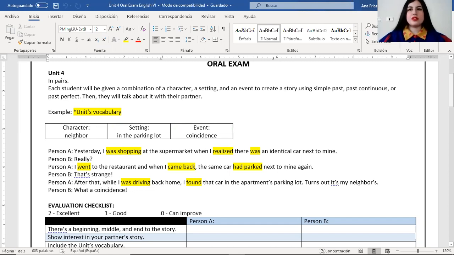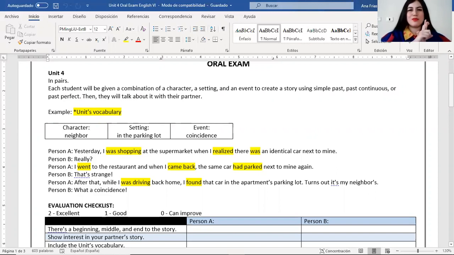Remember, the oral exam is going to be graded individually, so it doesn't really matter if you do it by yourself or with someone else. So each person, each student is going to have a character, setting, and event, and type of event. I already gave them to you. It's in Schoology already. So you have to use the unit's vocabulary. What do I mean with the unit's vocabulary? The tenses. So you have to use simple past, past progressive or past continuous, and past perfect.